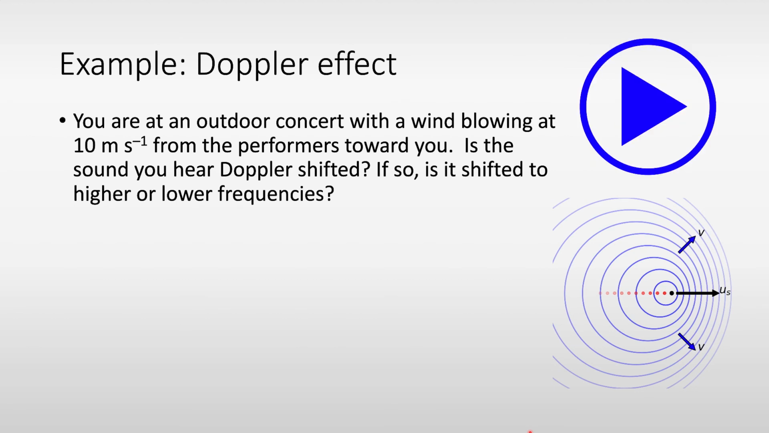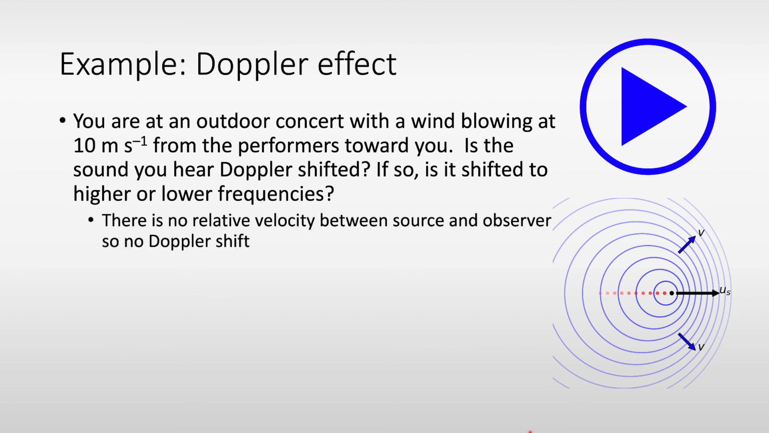Okay, so the thing to think about here is when you think of Doppler shift, we're looking at the relative speed of the source and the observer. That was the only thing we said that would affect the frequency. That being the case, there would be no relative velocity between the source and observer, so we wouldn't expect to see any Doppler shift whatsoever.